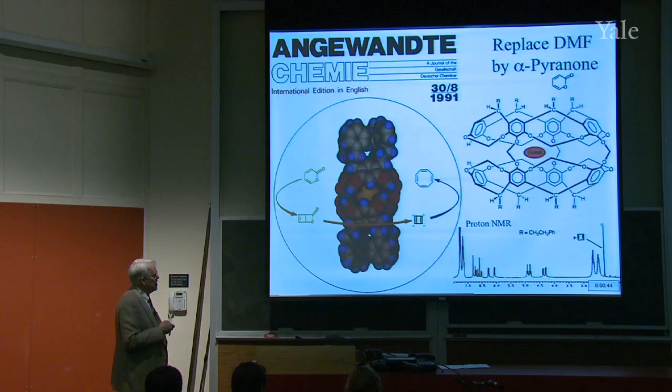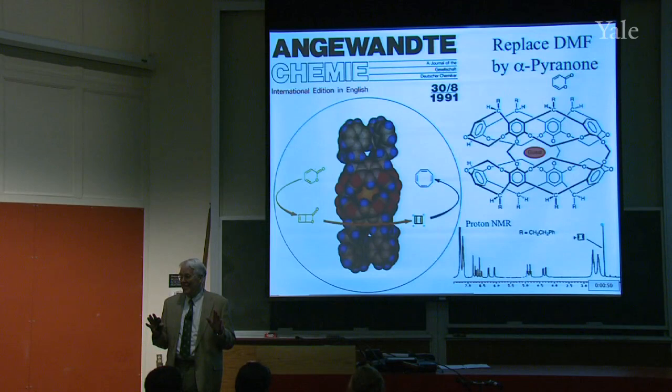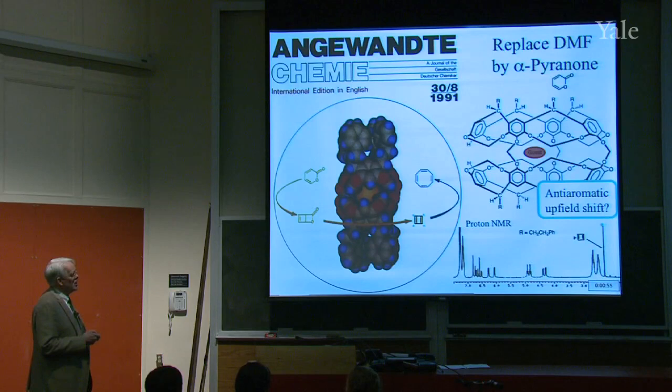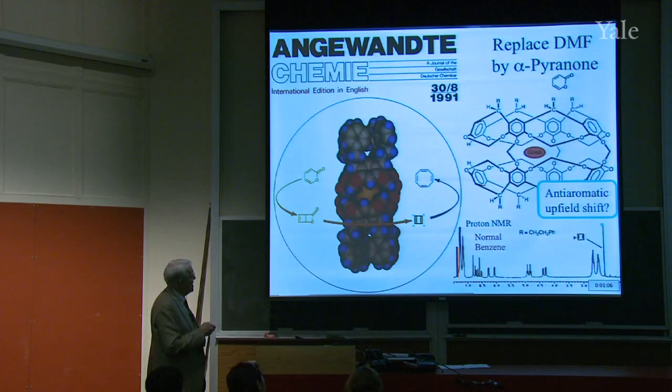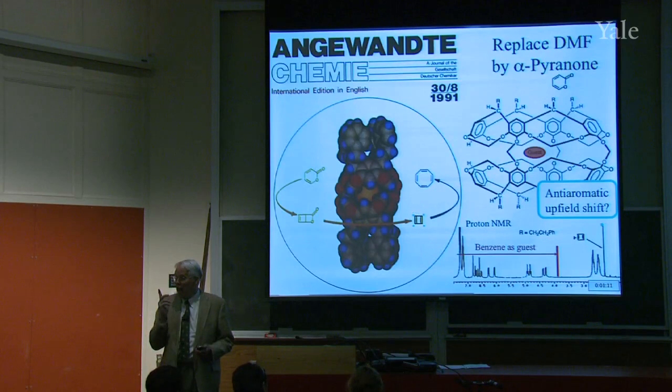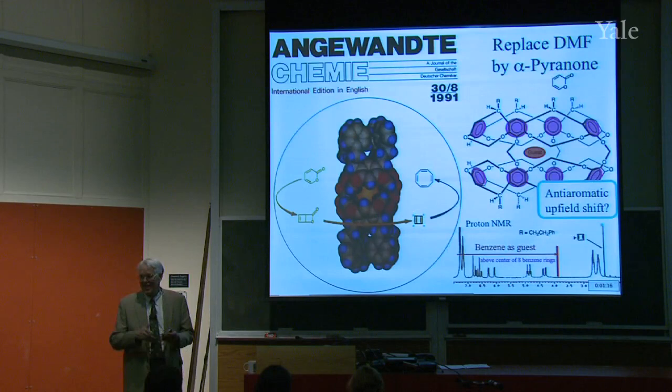So this is way upfield, anti-aromatic, as we talked about before. Now, is that what causes the upfield shift? Because you'll notice something else. If you put benzene inside, its normal position would be here. But benzene inside that clamshell is there. It shifted way upfield. Why? Because it's above all sorts of other benzene rings.